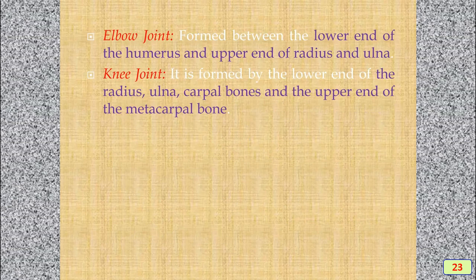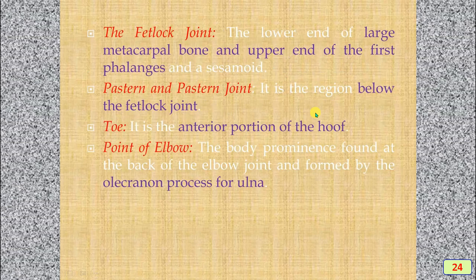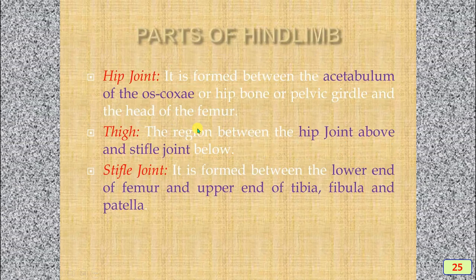The elbow joint is formed between the lower end of the humerus and the upper end of the radius and ulna. The knee joint is formed by the lower end of the radius and ulna, the carpal bones, and the upper end of the metacarpal bone. The fetlock joint is at the lower end of the large metacarpal bone, metacarpal, not tarsal, in the front limb. Then pastern, toe, point of elbow, then the hip joint, thigh and stifle joint. The hip joint is the uppermost strong joint, and the stifle joint is formed between the lower end of the femur and the upper end of the tibia. These are in the hind limb.